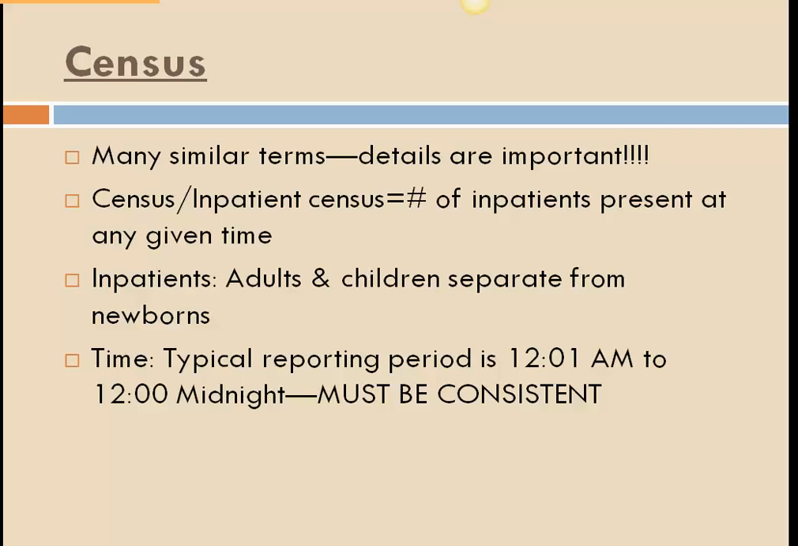So if you were filling in the chart that I had shown you, your statistic would be census or inpatient census, and the definition would be the number of inpatients present at any given time. The formula we'll talk about in just a few minutes. For the rules or special information, you would want to remember that adults and children are counted separately from newborns, and that the time must be consistent.